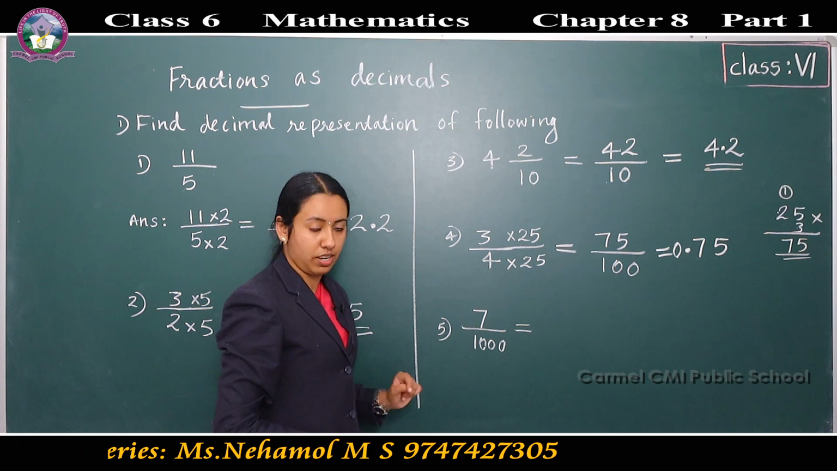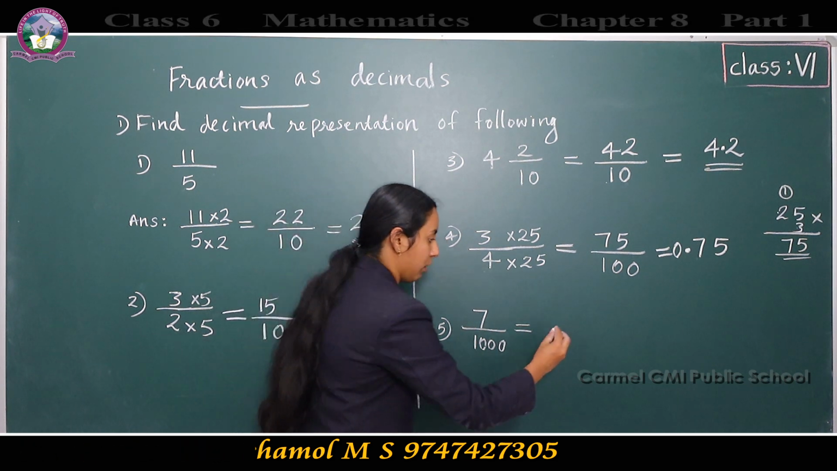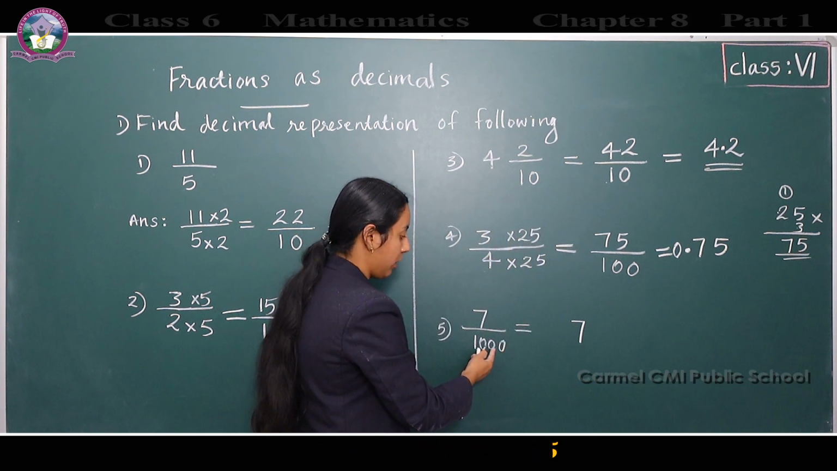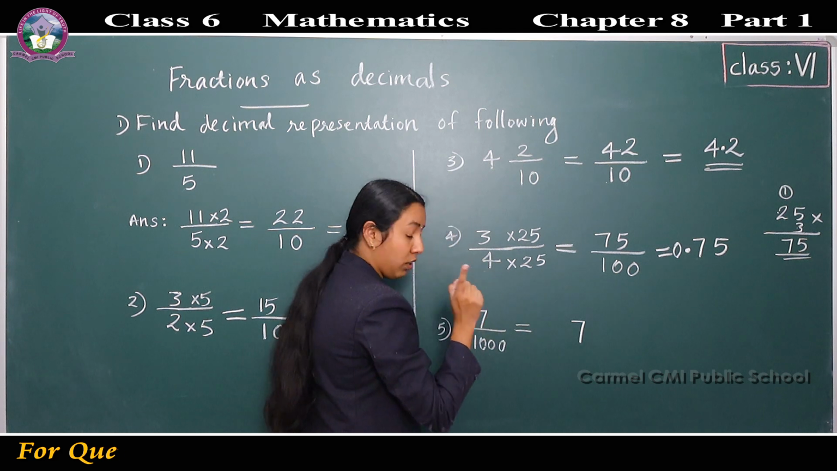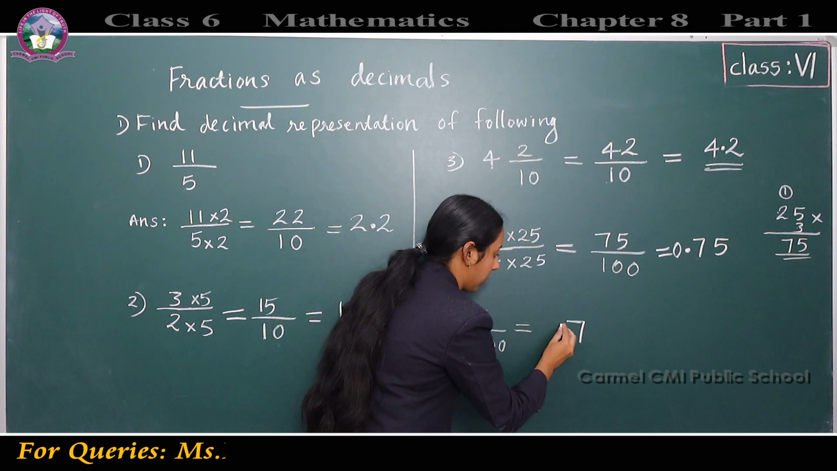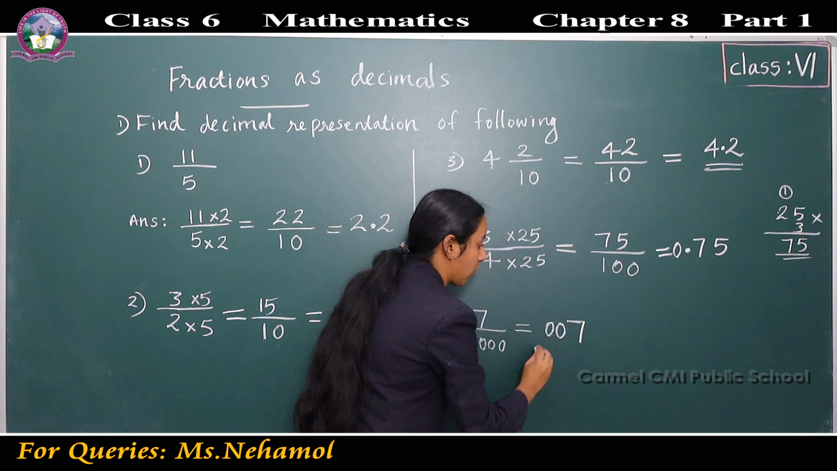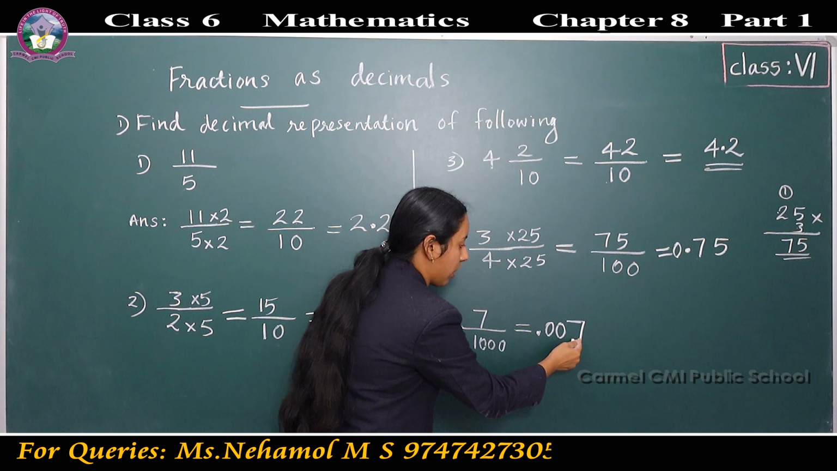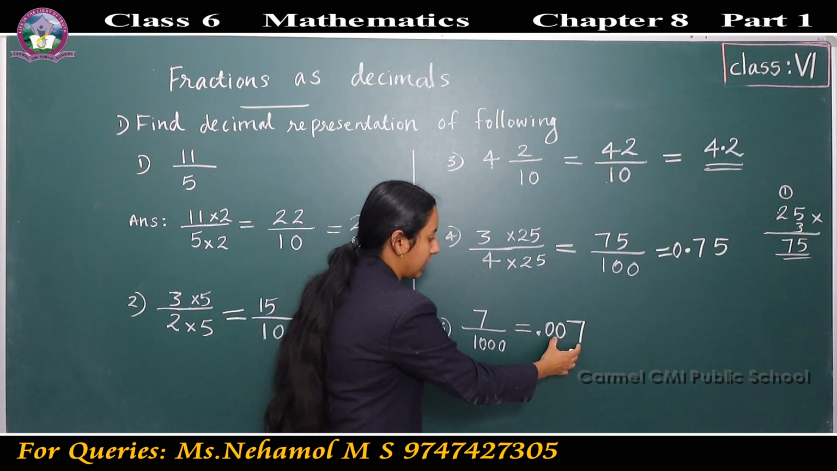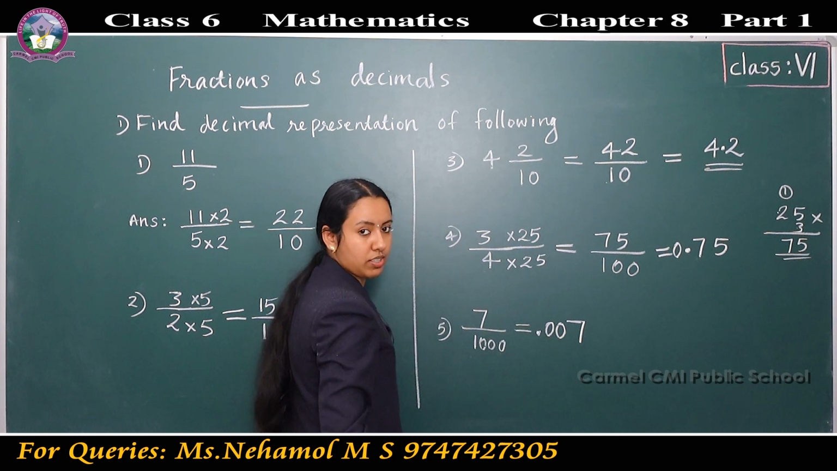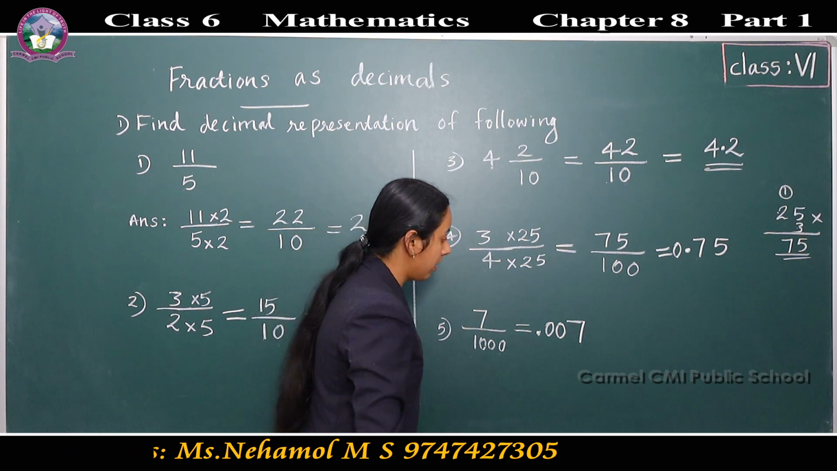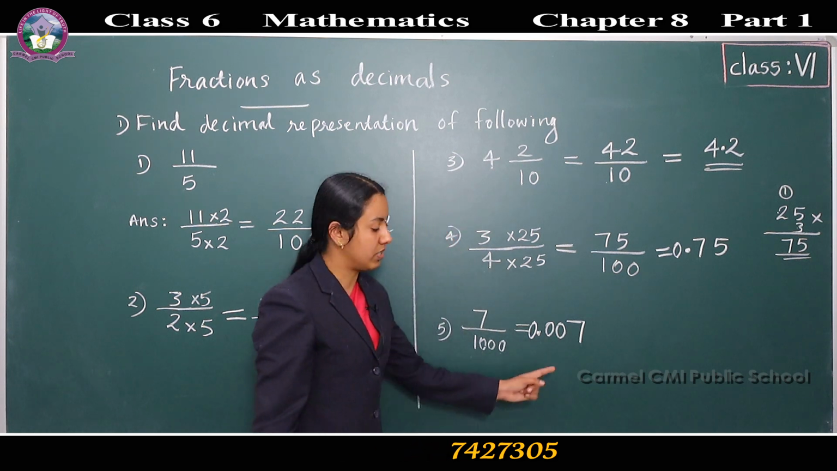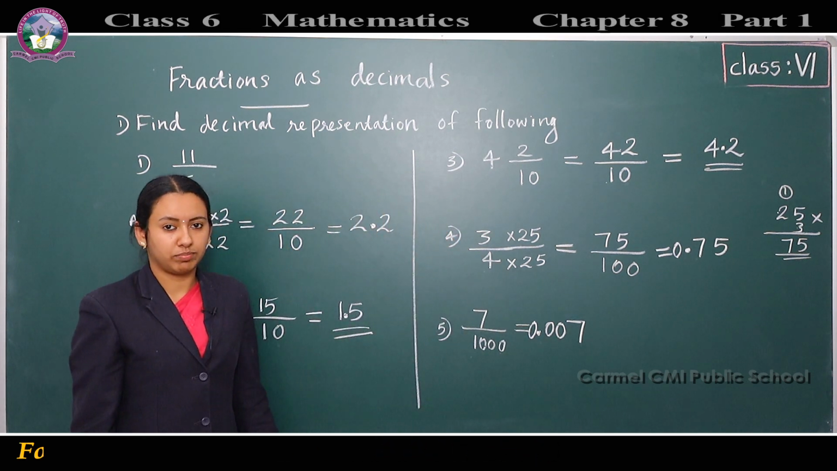Next one, 7 by 1000. 3 zeros in the denominator. First write the numerator itself. Count 3 places. 1, 2, 3. But in the numerator only one number is there. So we have to put 2 zeros in front of the numerator. Then put the decimal point. 1, 2, 3. Now 3 decimal places are there, 3 zeros in the denominator. So this is the corresponding 0.007. This is the corresponding decimal number.